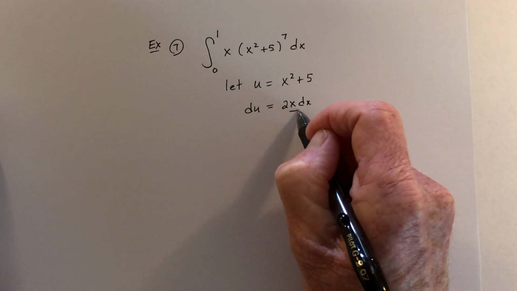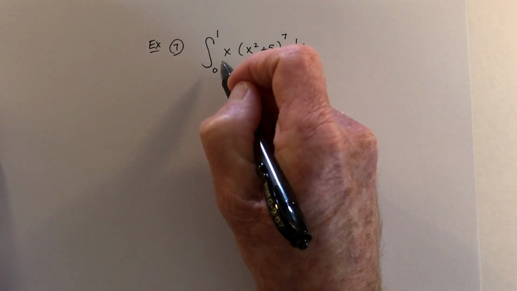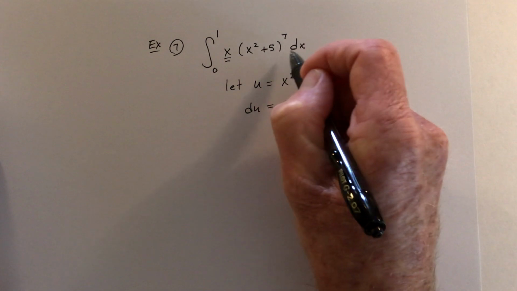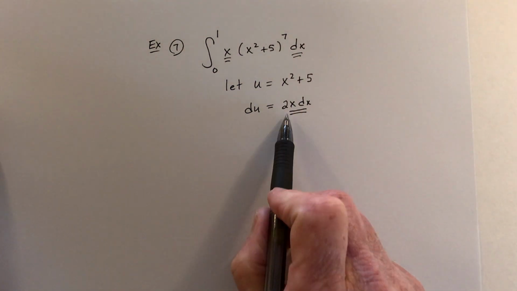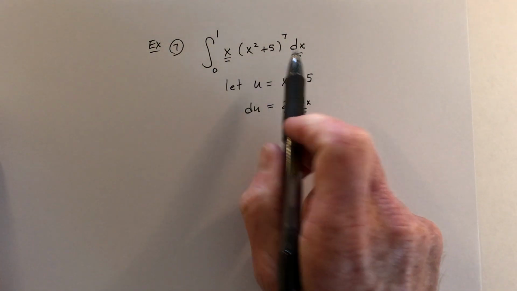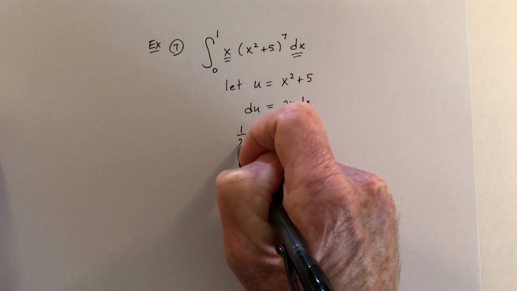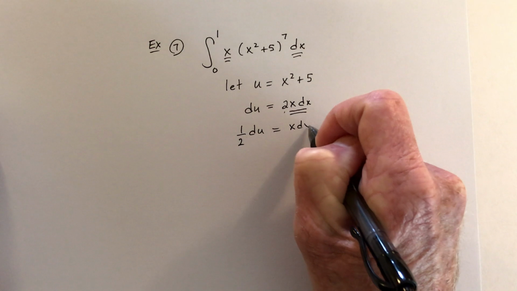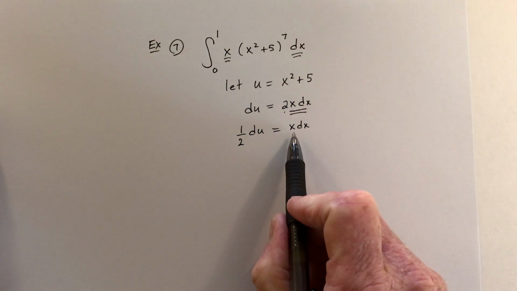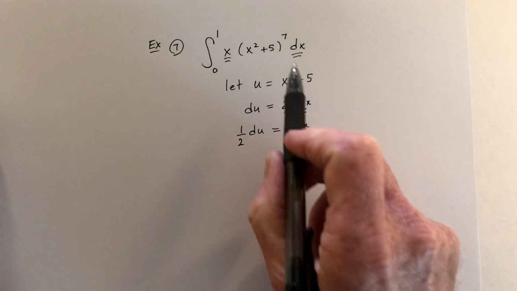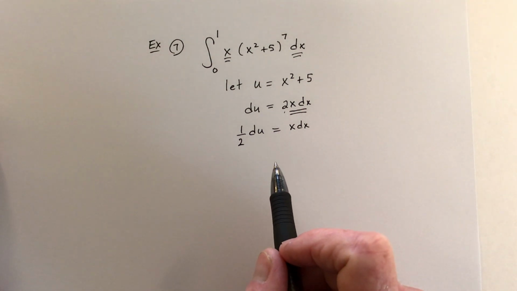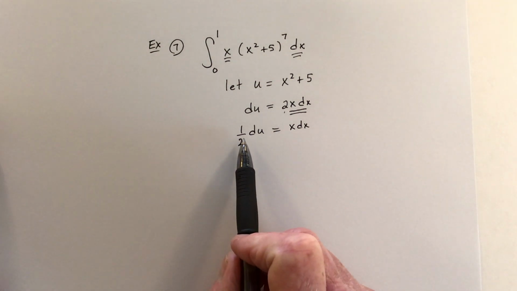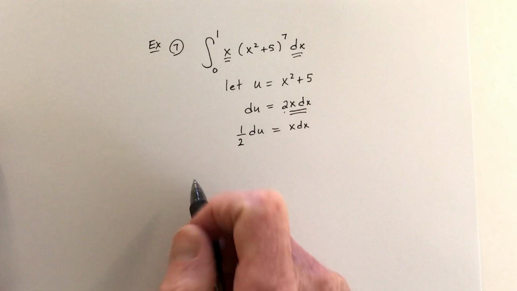So this part says we have x dx, and this part agrees, yes, we also have x dx, but there is no 2 in the original problem. So I need to multiply both sides by 1/2 so that this side just says x dx. And now this matches the problem, so now I can do the U substitution. When I do, I'm going to take this 1/2 and just factor it out front.